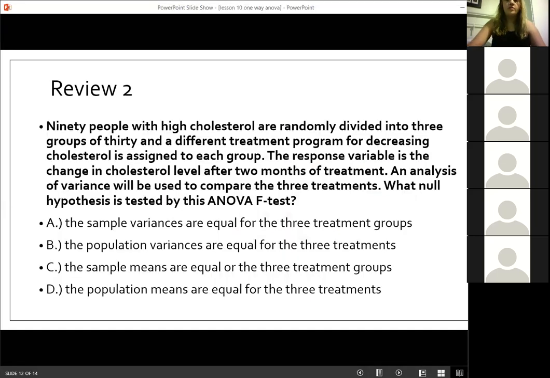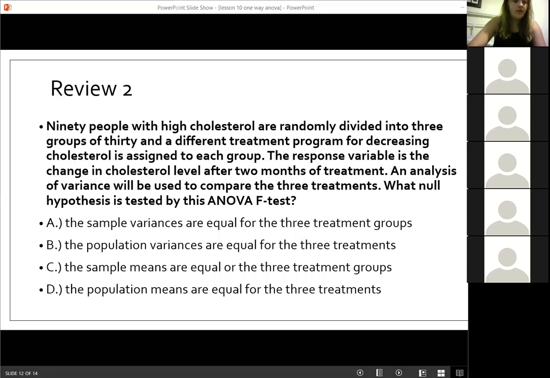90 people with high cholesterol are randomly divided into 3 groups of 30, and a different treatment program for a decrease in cholesterol is assigned to each group. The response variable is a change in cholesterol level after 2 months of treatment. An analysis of variance will be used to compare the 3 treatments. What null hypothesis is tested by this ANOVA F test?